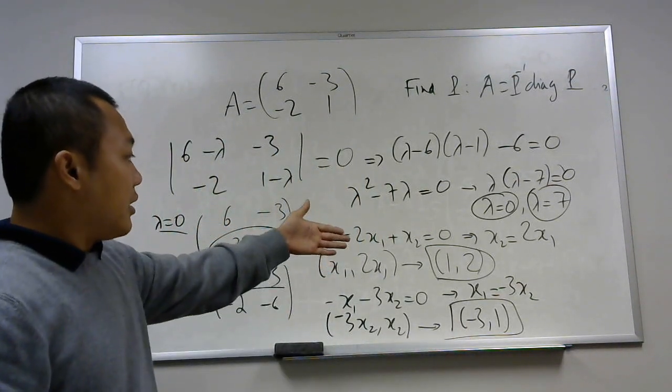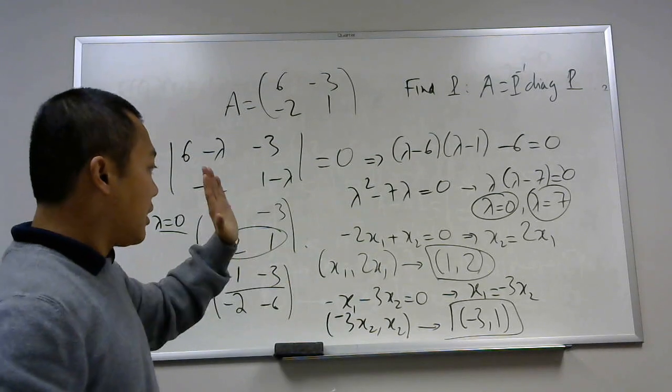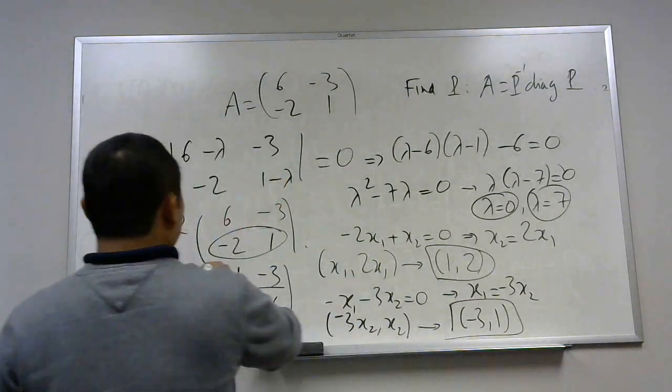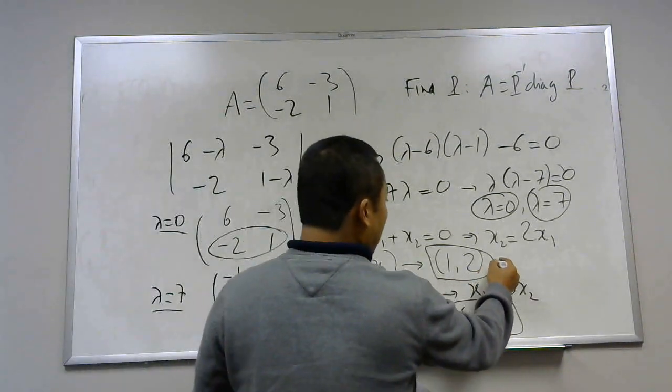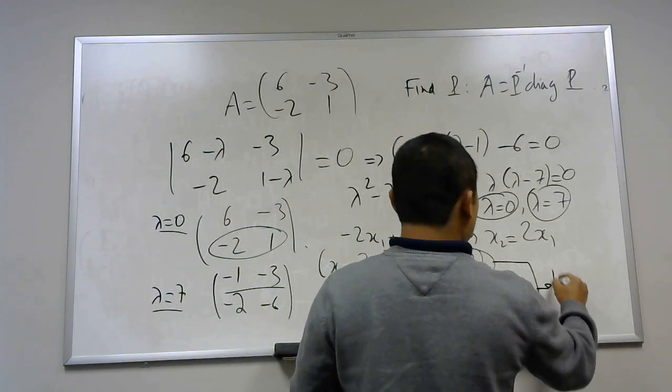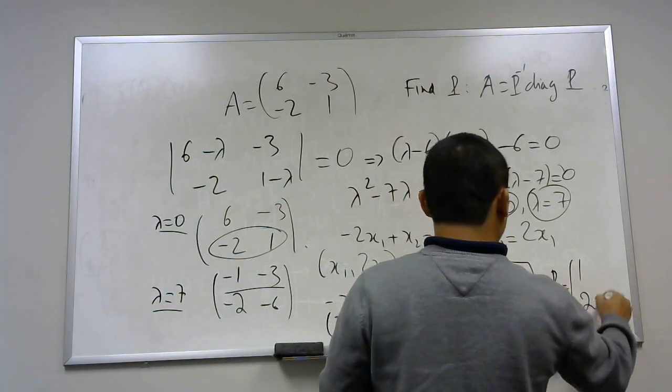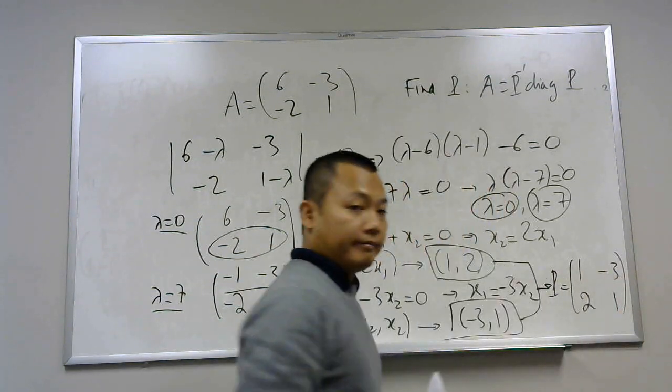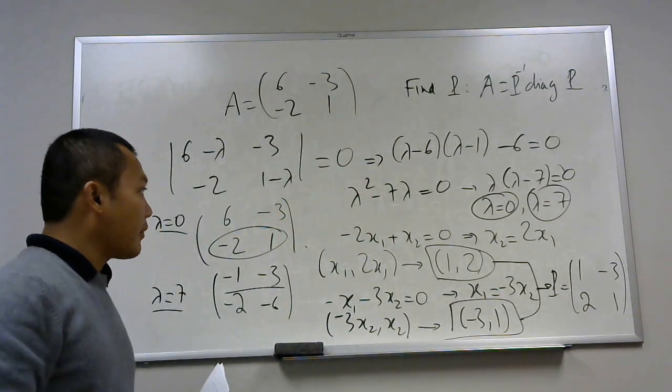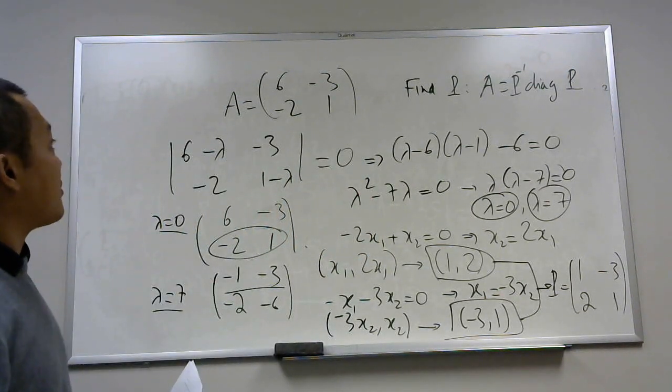So now I will write them in the form of columns. I will get p equal to, from here, let's say p equal to 1, 2, and negative 3. So that's how we can diagonalize matrix A.